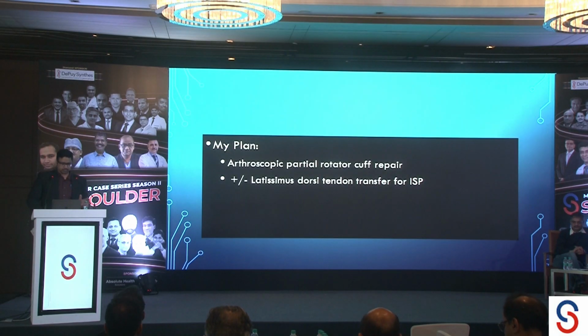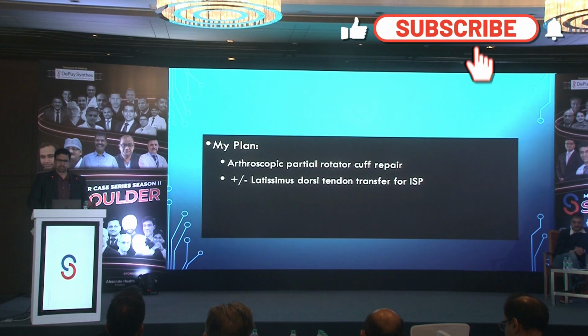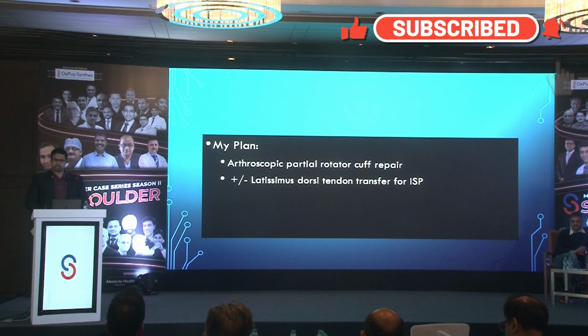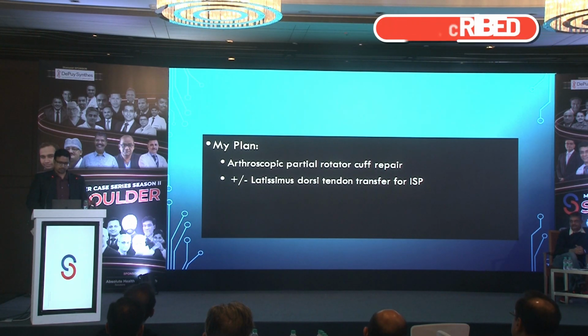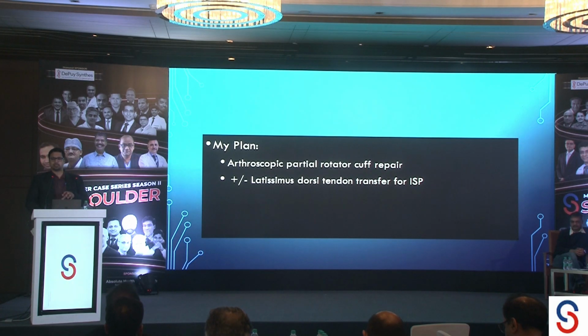My plan going in for this patient was arthroscopic partial rotator cuff repair because there was Patte grade 3 retraction of both the supraspinatus and infraspinatus. I wasn't sure that I would be able to bring both these tendons to the footprint and do a successful repair. And also the muscle tendon tissue had to be assessed intraoperatively. Plus minus I had kept latissimus dorsi tendon transfer for infraspinatus. Even if I won't be able to do a supraspinatus repair, I would do a tendon transfer for infraspinatus so that the force couple is maintained and the humeral head is centered on the glenoid.